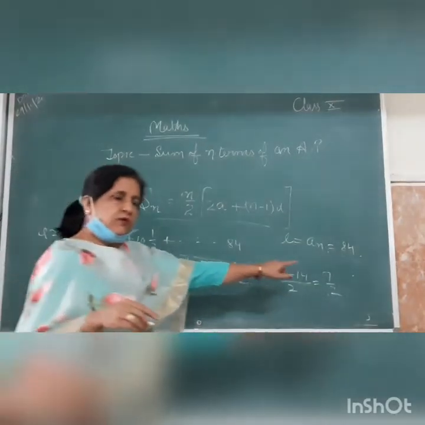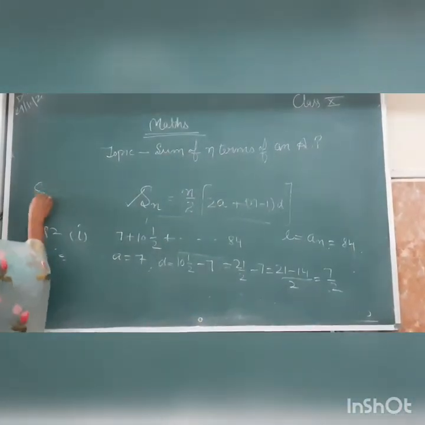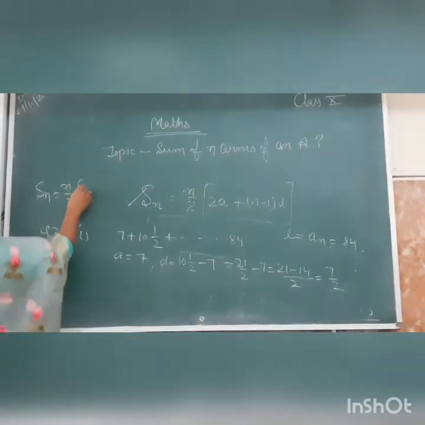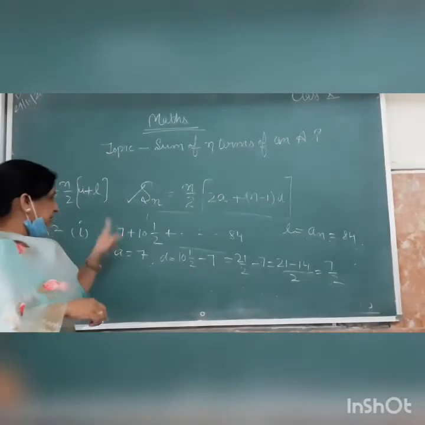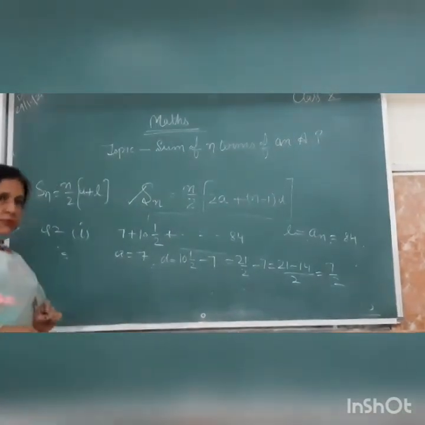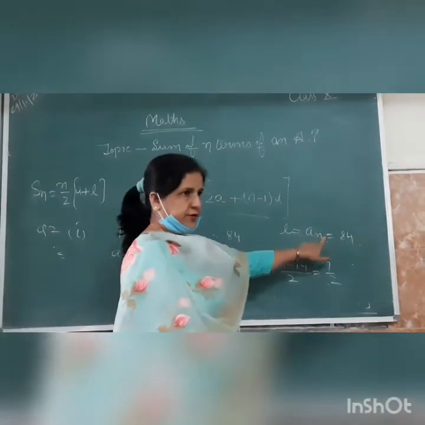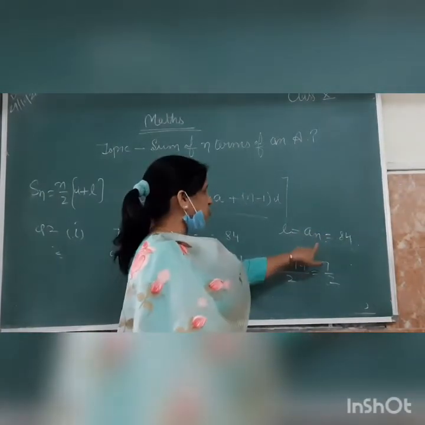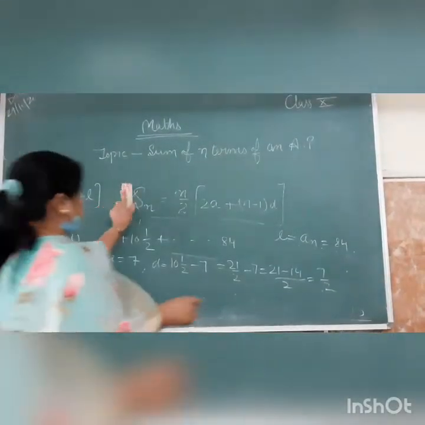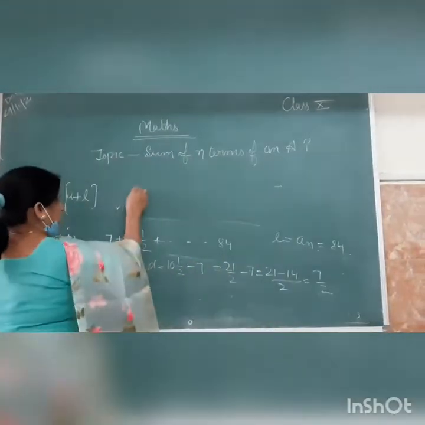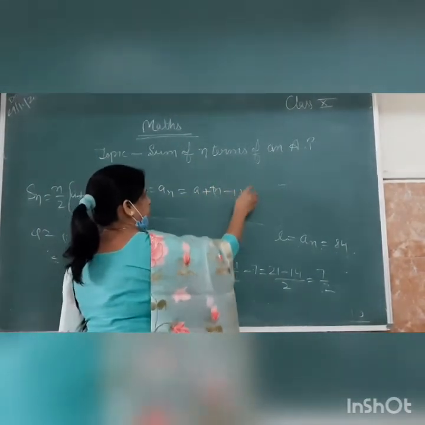There are methods to solve it. You can use the direct formula of Sn when the last term is given, n over 2 (a + l). But in this, n is not given. Clear? So first of all, you can find n from here. How can you solve it? l is equal to an, which is equal to a + (n-1)d, given as 84.